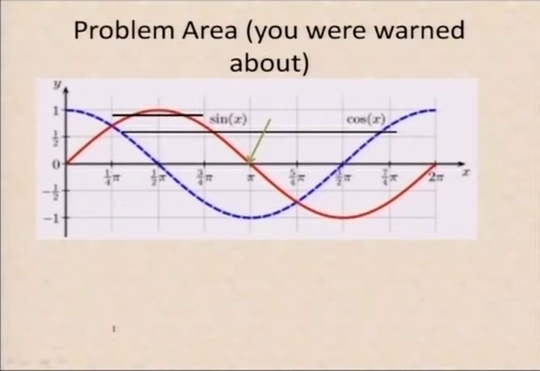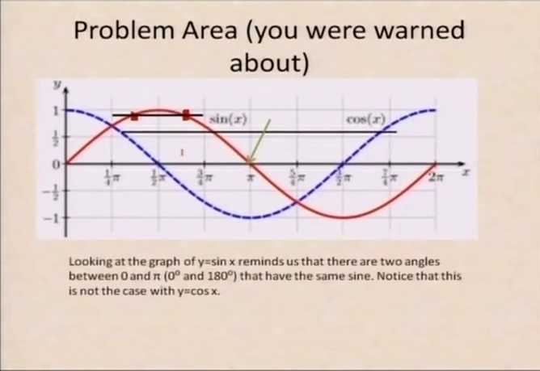pi, we notice that there are two places between 0 and 180 degrees, pi radians. There are two places that have the same sine. There are two places. One of them is right there for this particular value, and one of them is right there where the black line intersects. So when we have just solved for an angle using inverse sine, there might be more than one place that satisfies the problem. There are two angles between 0 and 180 degrees.